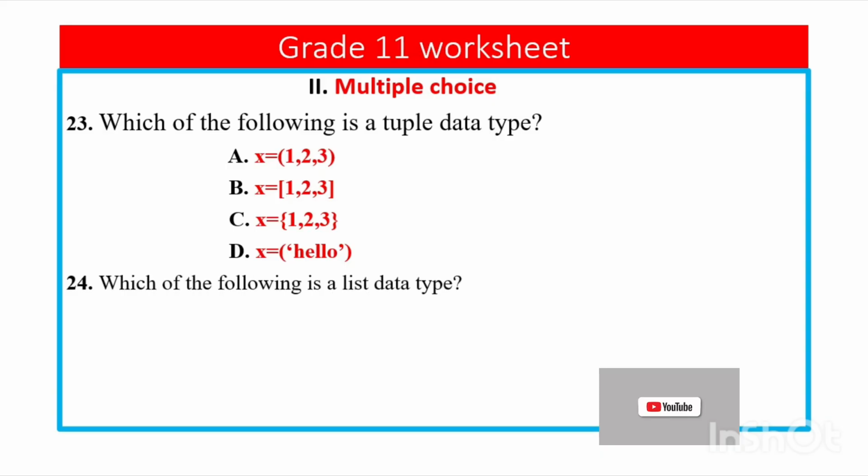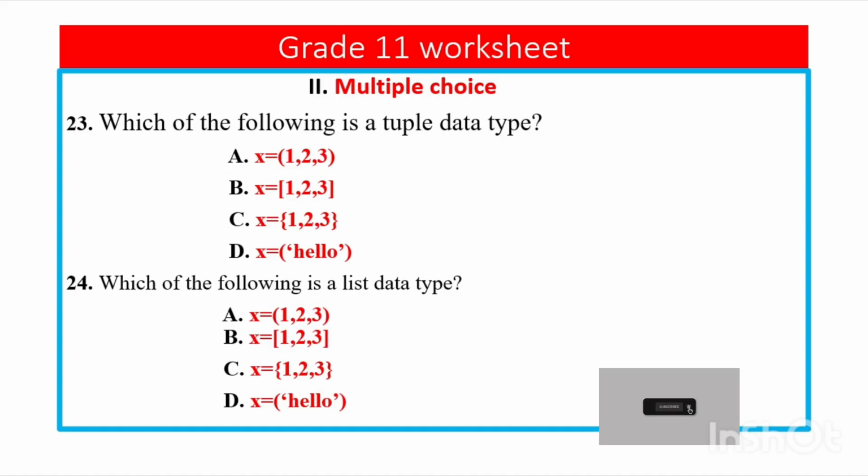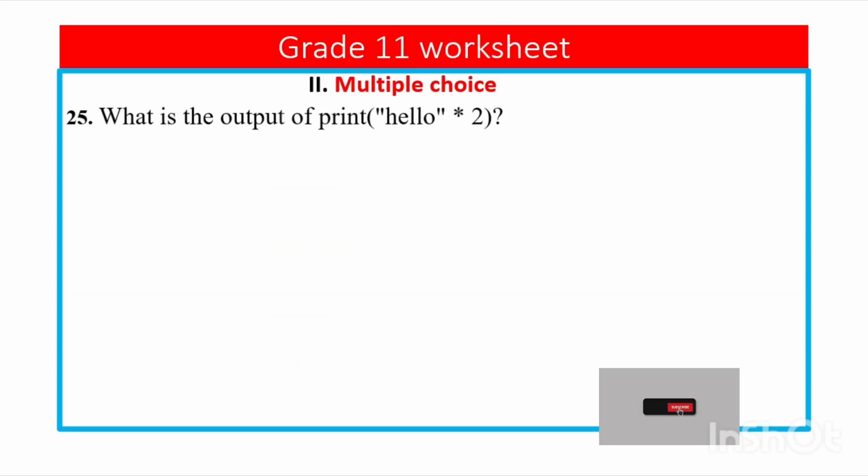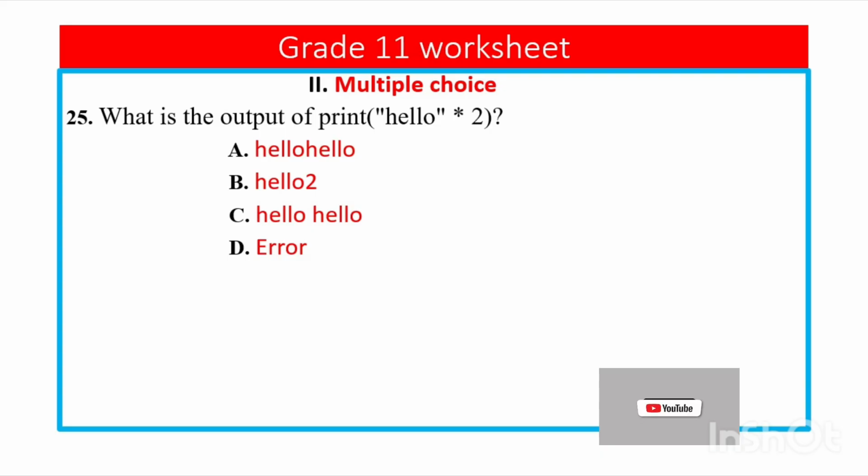Question 24. Which of the following is a list data type? A. x = (1, 2, 3). B. x = [1, 2, 3]. C. x = {1, 2, 3}. D. 'hello'. Question 25. What is the output of print('hello' * 2)? A. hello hello. B. hello 2. C. hellohello. D. Error.